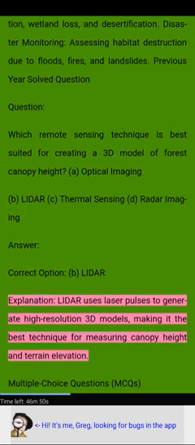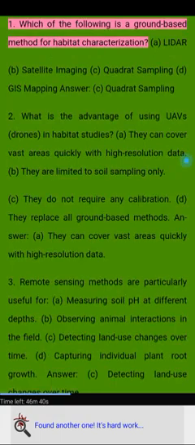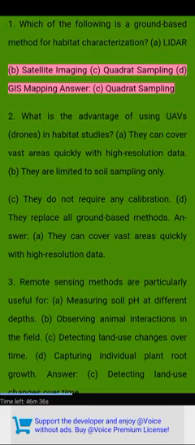Explanation. Lidar uses laser pulses to generate high-resolution 3D models, making it the best technique for measuring canopy height and terrain elevation. Multiple choice questions. MCQs. 1. Which of the following is a ground-based method for habitat characterization? A. Lidar. B. Satellite imaging. C. Quadrat sampling. D. GIS mapping. Answer. C. Quadrat sampling.